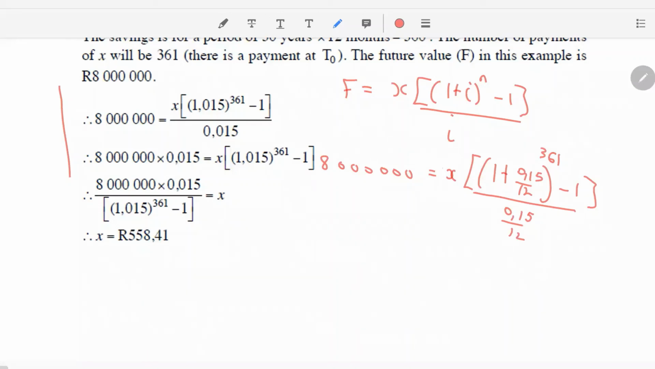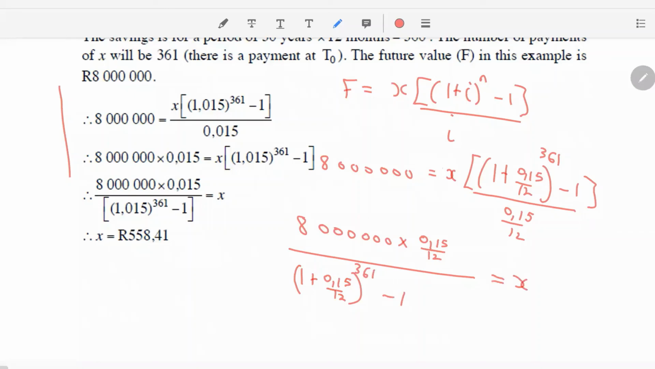So let me take you through the algebra. This is 8 million. You cross multiply by 15% divided by 12, then divide by the square bracket, which has 1 plus 0.15 over 12 to the power of 361 minus 1. And that's how we get our value of X of 558.41 rands. So that's how much this person is supposed to be depositing into the account every month.